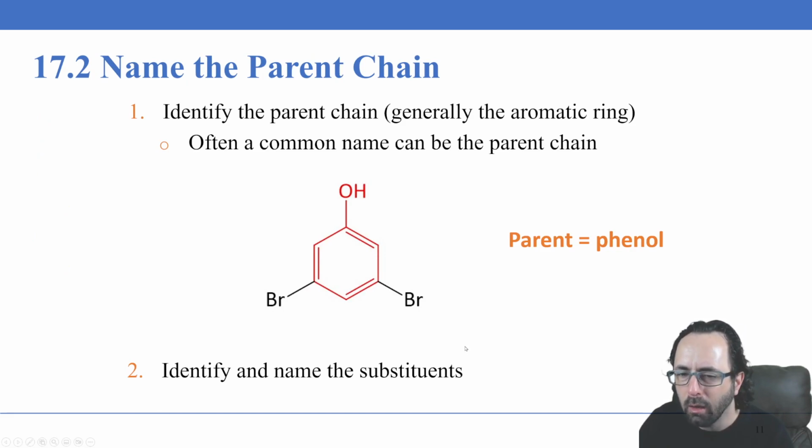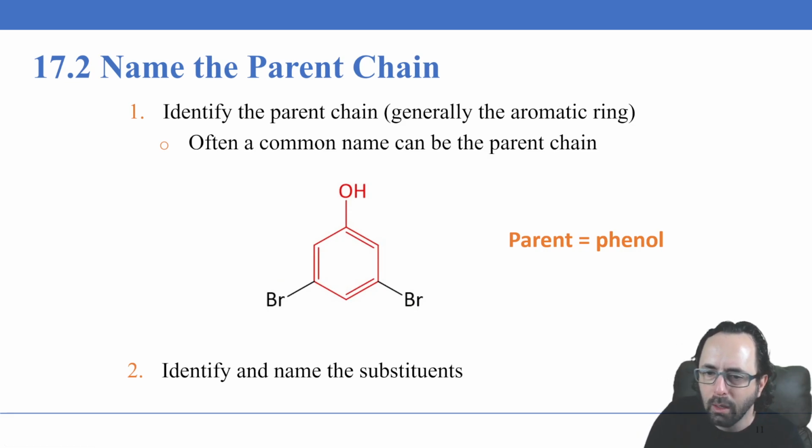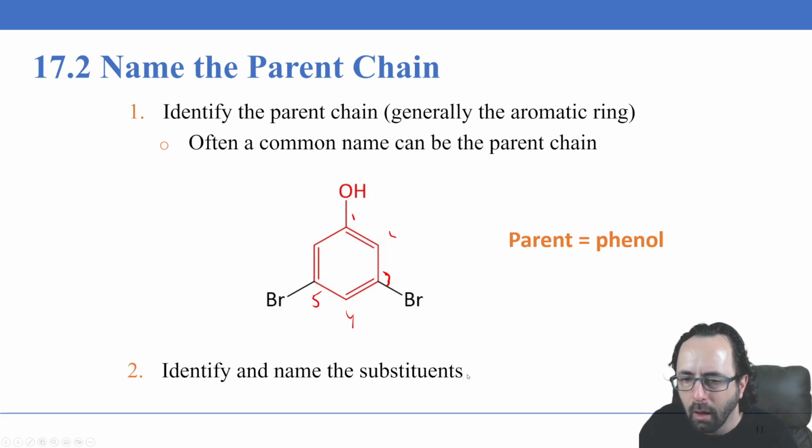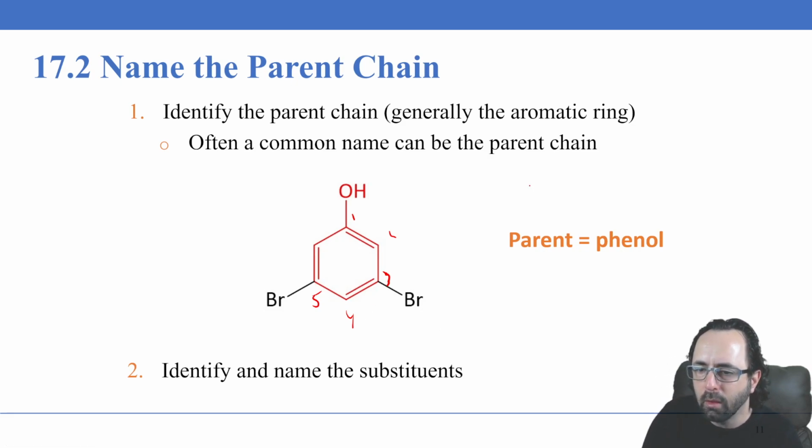So here, remember there's lots of unique parent names for substituted benzenes. So here we can recognize that we have a benzyl alcohol here, which is called phenol. And then we have bromo substituents here. And it doesn't matter which way we number here. It will be 1, 2, 3, 4, 5. Or if we go the other way, it would be the same. It would be 1, 2, 3, 4, 5. So either way, we're going to have two bromos, and so we're going to say dibromo, and they'll be on the third and the fifth carbon.